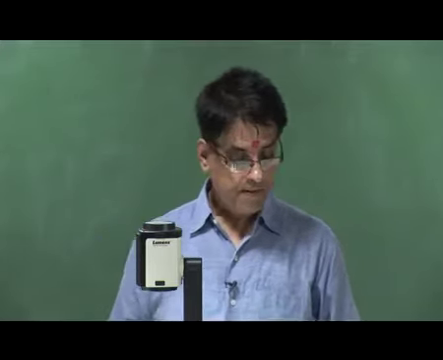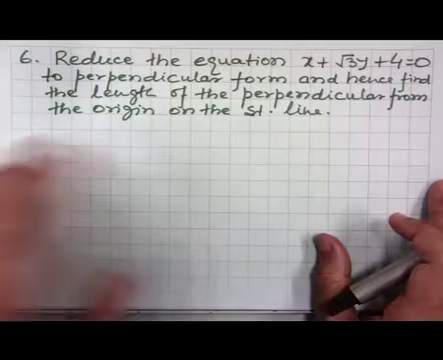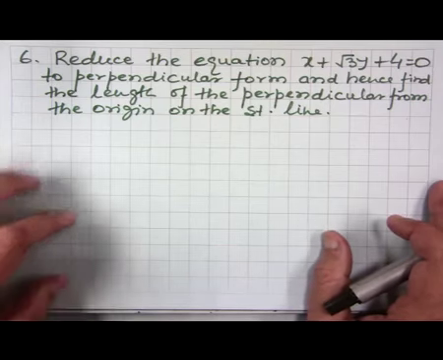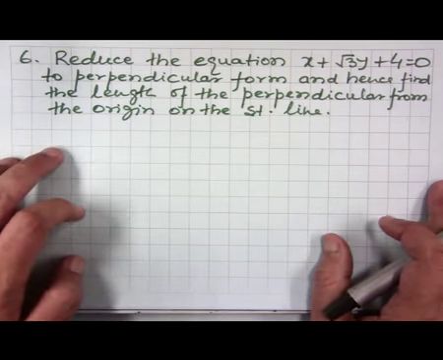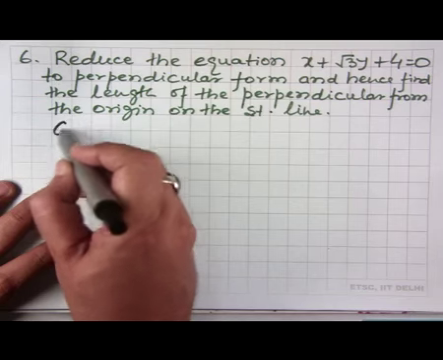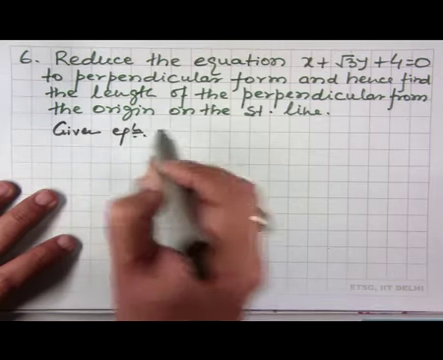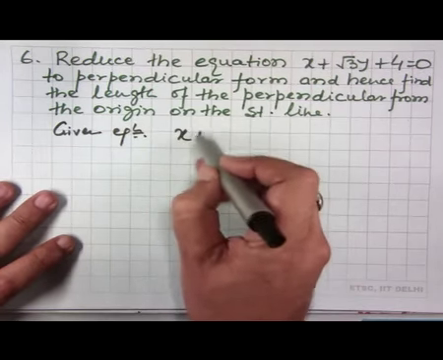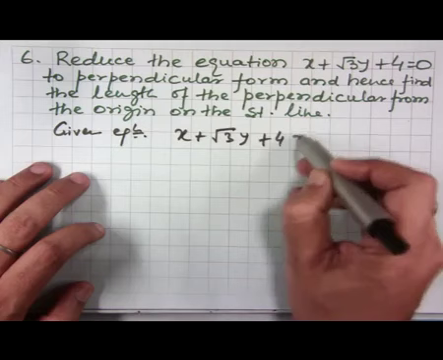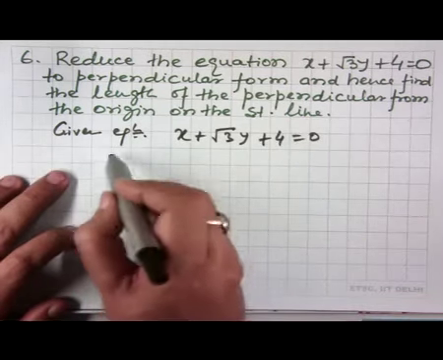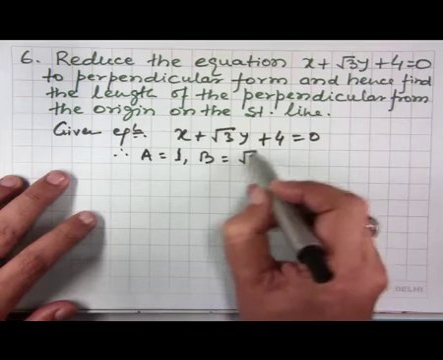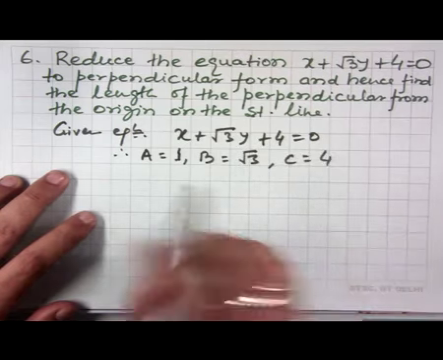Now another example. We have to reduce the equation x plus root 3y plus 4 equal to 0 to normal form, and hence find the length of the perpendicular from the origin on the straight line. So given equation x plus root 3y plus 4 equal to 0. So A is equal to 1, B is equal to root 3, and C is equal to 4.